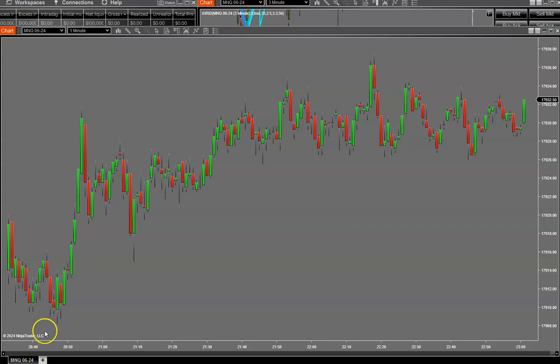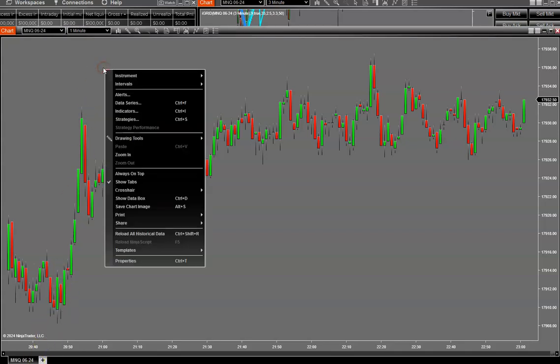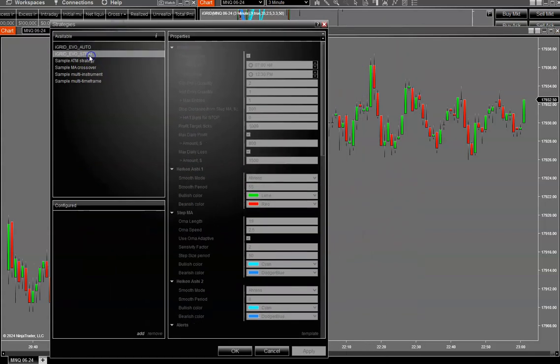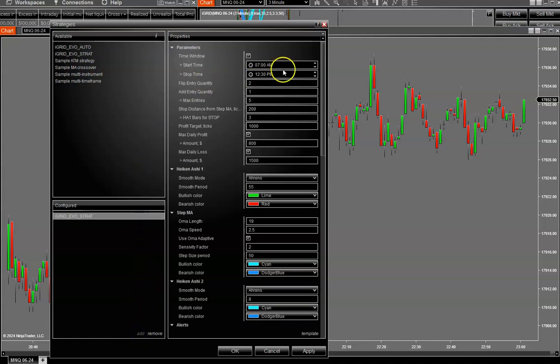Okay, so let's throw on the strategy quick. We'll go into strategies, and I'm going to try to compact 5 days in a row of trading, 5 sequential days in a row of trading. Time window, I'm going to give us a little bit more time. And I'll go through here and I'll set the settings.